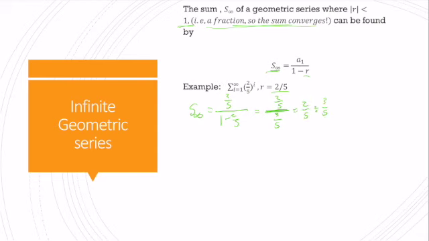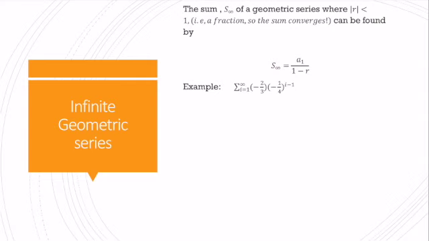I remember to keep, change, flip. I keep my first fraction the same, I change from division to multiplication, and I flip my second fraction. These 2 5s are going to cancel, so I'm left with 2/3. So I would say this infinite geometric sequence converges to 2/3. Okay, it's important to note that our r value has to be a fraction. A fraction is what's going to make our sum converge.